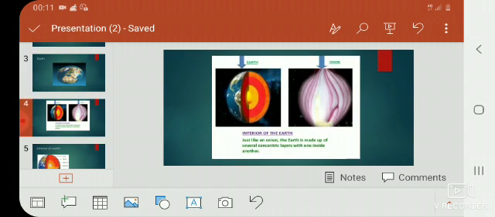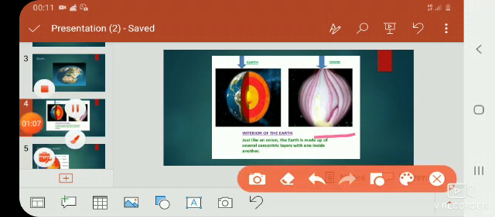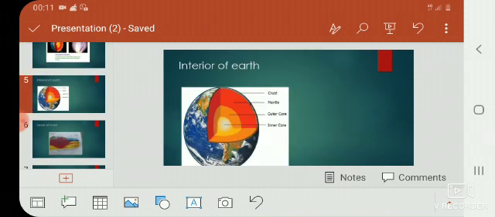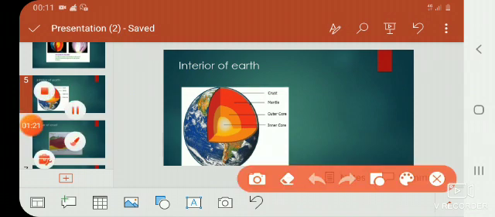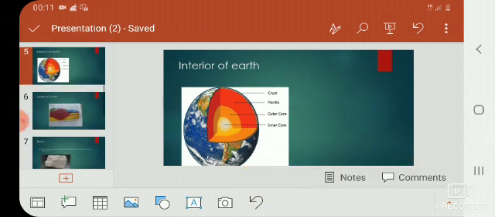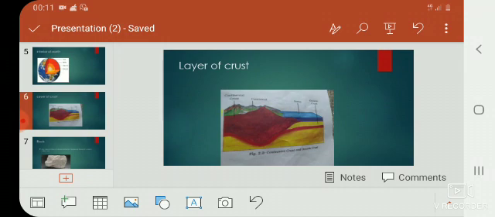Just like an onion, you can see over here, even our earth has concentric circles. So it has many layers, and such layers are called crust, mantle, and core. This crust has two types, that is continental crust and ocean floor.